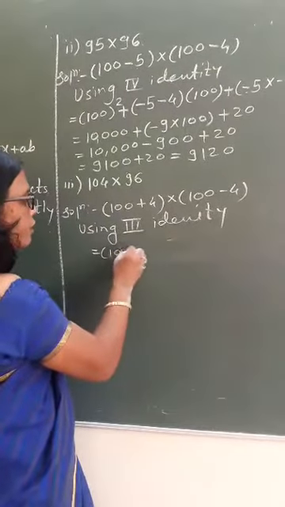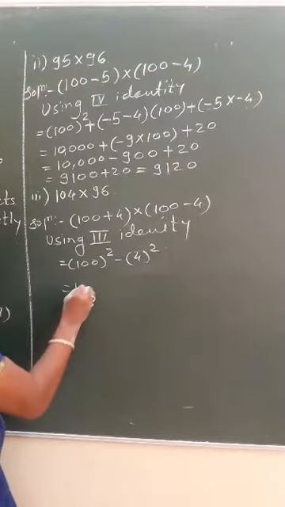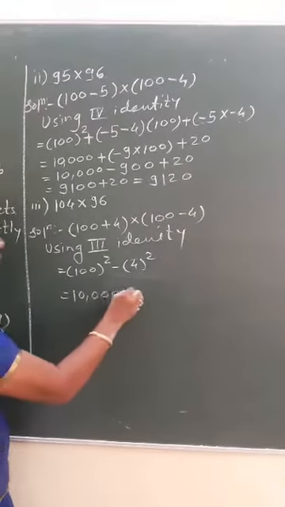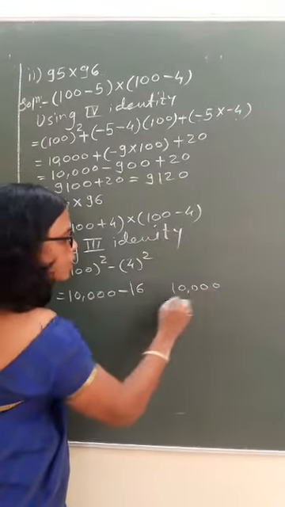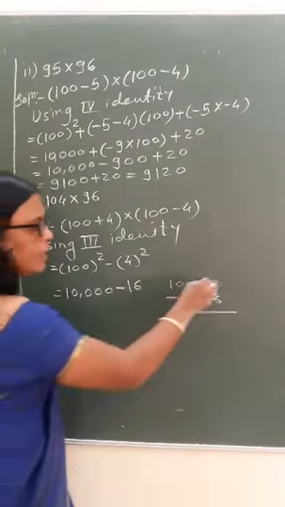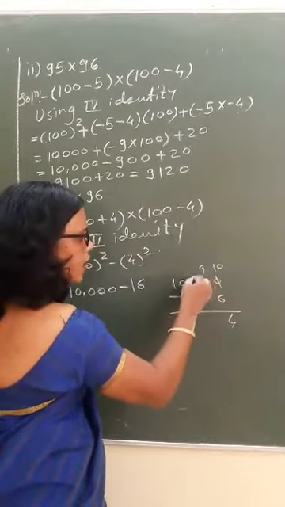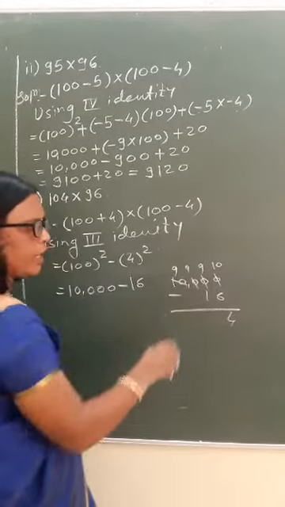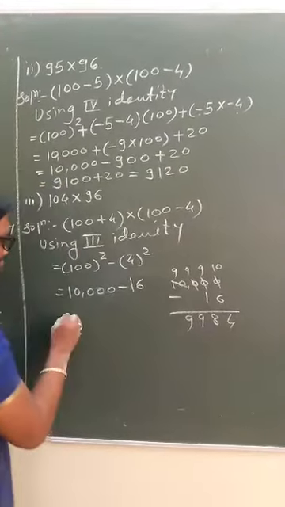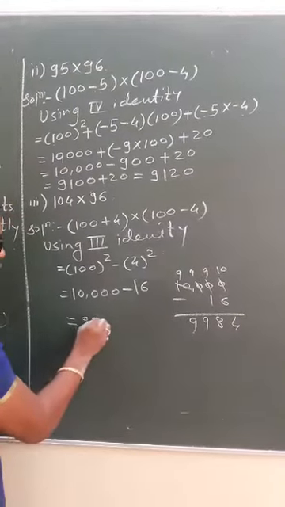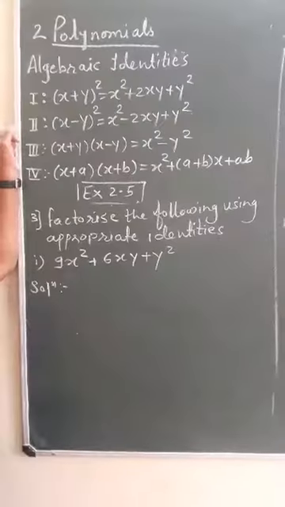So what will we get here? 100 square minus 4 square. 100 square is 10,000, minus 4 square is 16. So do the subtraction here. Minus 16. What will we get here? 10, 10 minus 6 is 4. Here is a 9, here is also 9 and here is also 9. 9 minus 1 is 8. Here is a 9. Means what is the answer for that? 9,984 is the answer of this product.